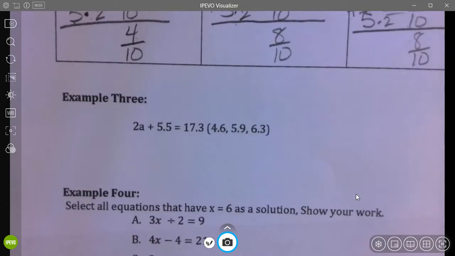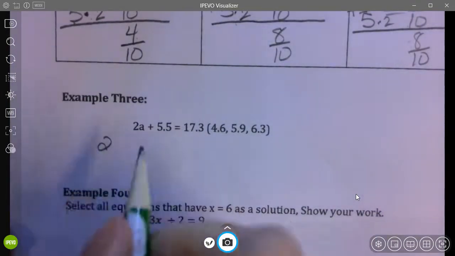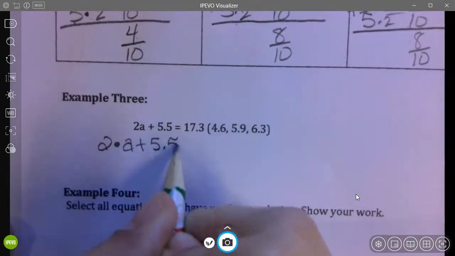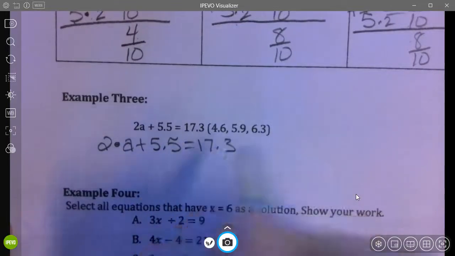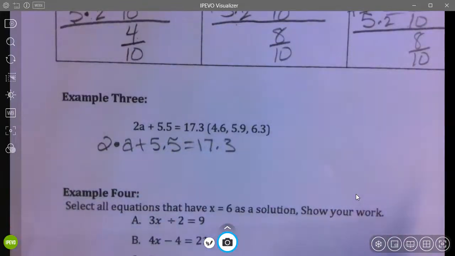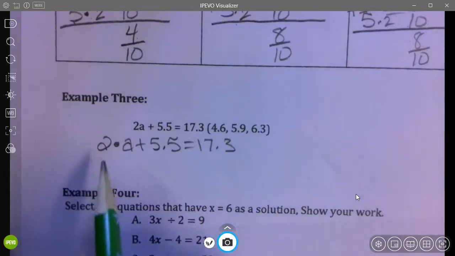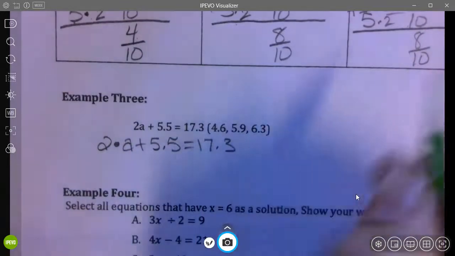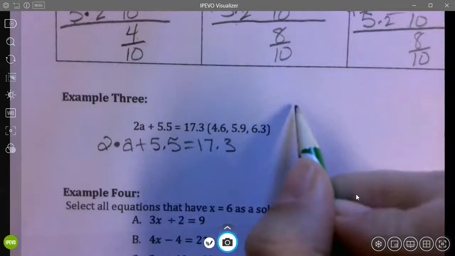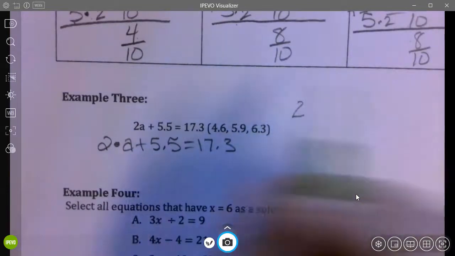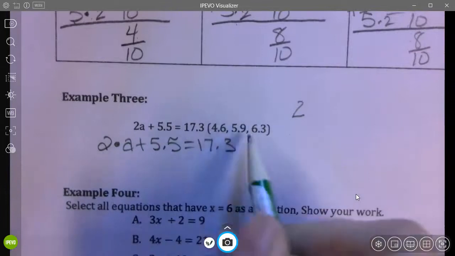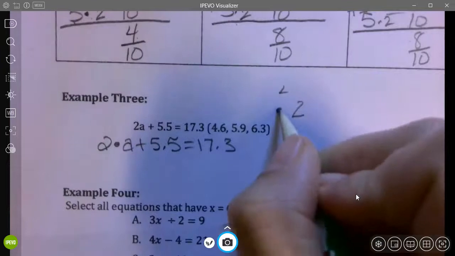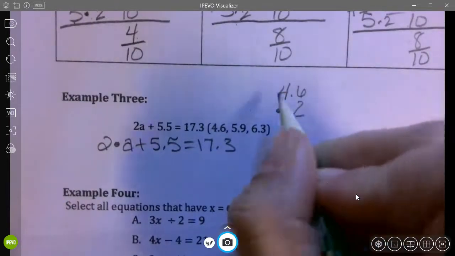Okay, so now this one is saying 2 times A plus 5.5 is equivalent to 17.3. Now, remember order of operations. I have to do my multiplication first and then my addition. All I'm going to do in every single one is substitute. Since 2 has less digits than the A, I'm going to just put, oh, that's not a decimal, that's a multiplication sign.